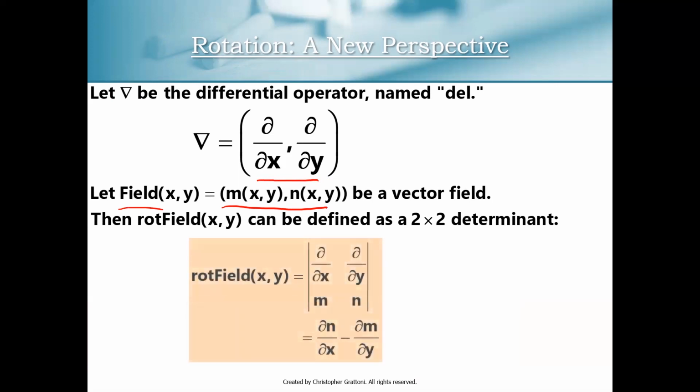It's going to be the following 2 by 2 determinant. We put d/dx across the top of our 2 by 2 matrix, m comma n across the bottom of our 2 by 2 matrix, and the determinant of that matrix is dn/dx minus dm/dy. And that's a great way to remember the formula for the rotation of our vector field.